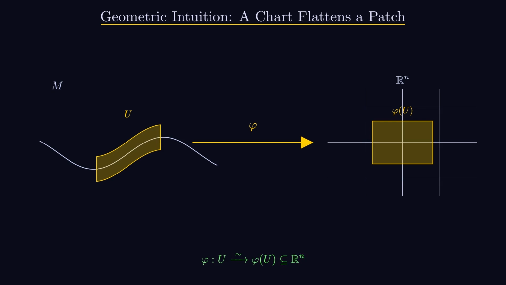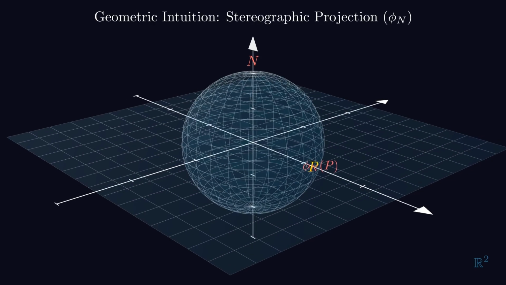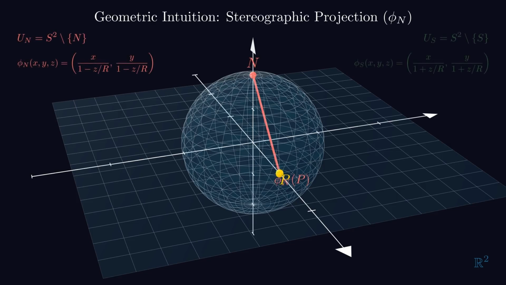Here is the stereographic projection chart on S2. The blue horizontal plane is R2 and the sphere sits above it. We puncture the sphere at the north pole n, shown in red. The domain of our chart is U sub n, the sphere minus the north pole. The formula for phi sub n sends a point x, y, z to x over 1 minus z over r, y over 1 minus z over r, projecting it straight down onto the plane through the north pole.